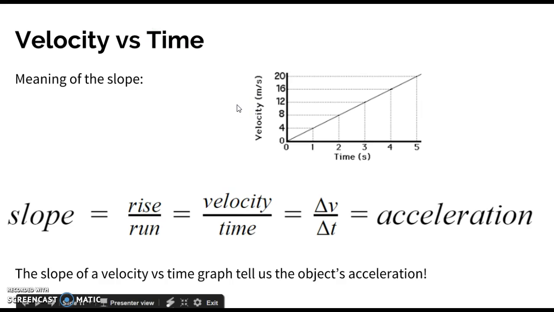So slope is rise over run. Our rise here, our y-axis, is velocity. Our time is going to be our run, so our x-axis is time. So a slope is a change in those values. It's going to be a change in velocity over change in time, and that's acceleration. So the slope of a velocity versus time graph tells us the object's acceleration, and that's pretty cool.